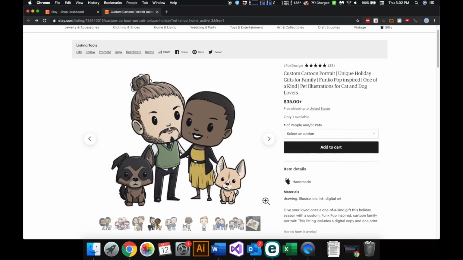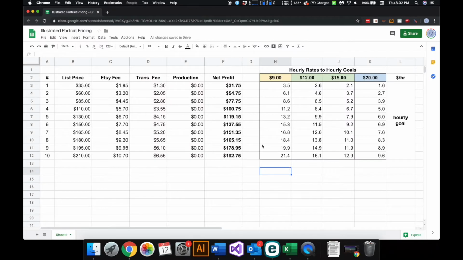And you might be tempted to say, well, I'll list it for $20 because that's still a good price to get paid for just drawing one person. And this is true, but you need to always consider additional costs and calculate a net profit accordingly. So in my example here, I have single character illustrations listed for $35. From here, I need to subtract the expenses that I would lose to things like Etsy fees, shipping costs, and materials.